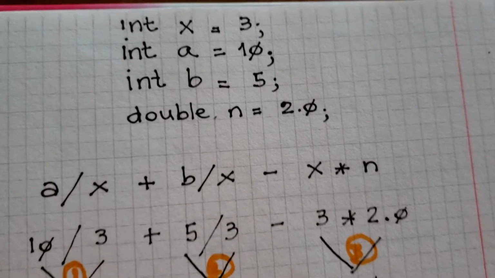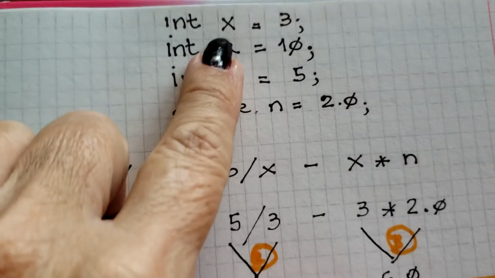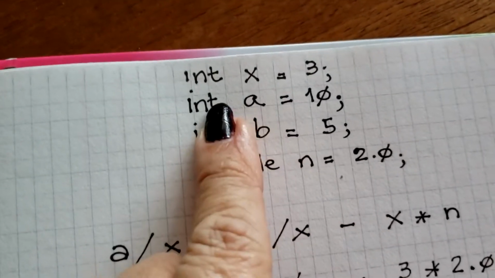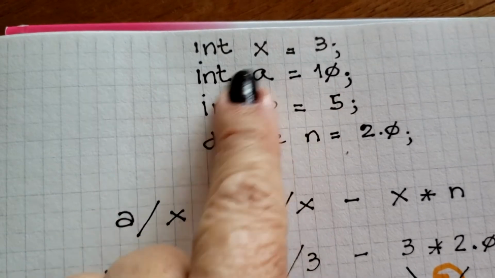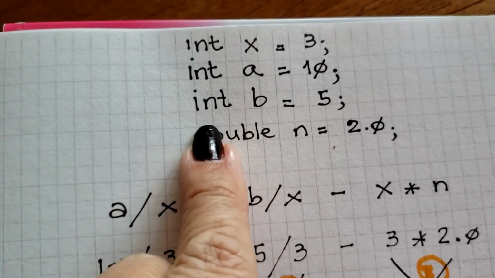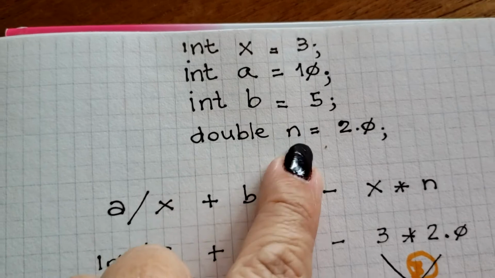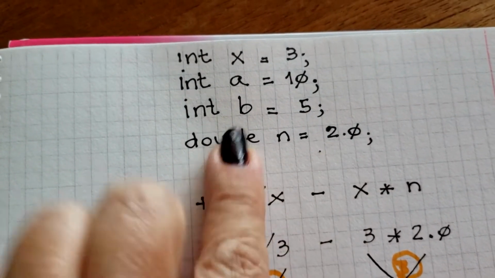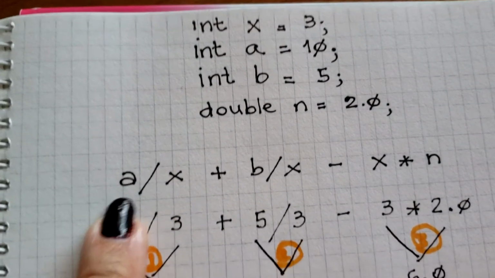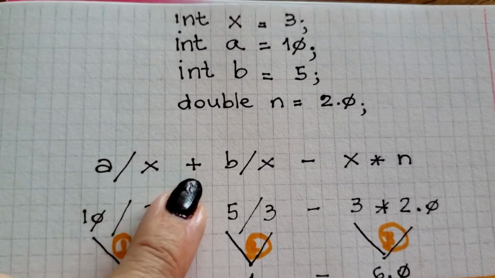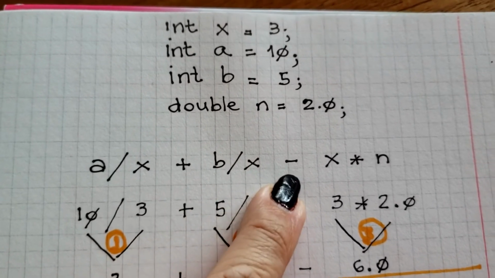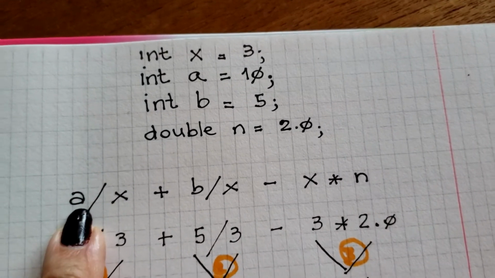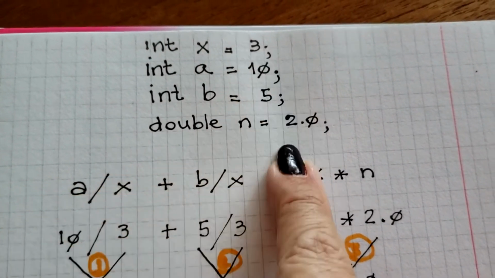So in a program where we trace it, we're going to have variable declarations with a certain value. So here we have the integer x is 3, the integer a is 10, the integer b is 5, the double n is 2.0. So we express the values with decimal places when they're double. Don't forget that. All right, my equation is a divided by x plus b divided by x minus x times n.